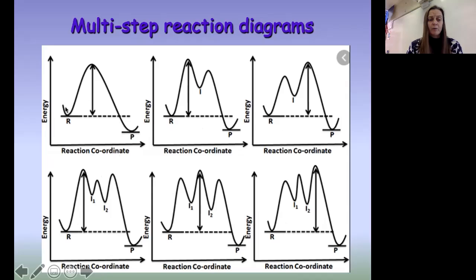So very often we'll only see the overall reaction coordinate diagram, but it is important that you can recognize a multi-step reaction coordinate diagram, that you can recognize that if the difference between reactants and products is negative, it is exothermic. If the difference between reactants and products is positive, it is endothermic, and that you recognize that the tallest activation energy is the slow step, and is the overall activation energy for the reaction.